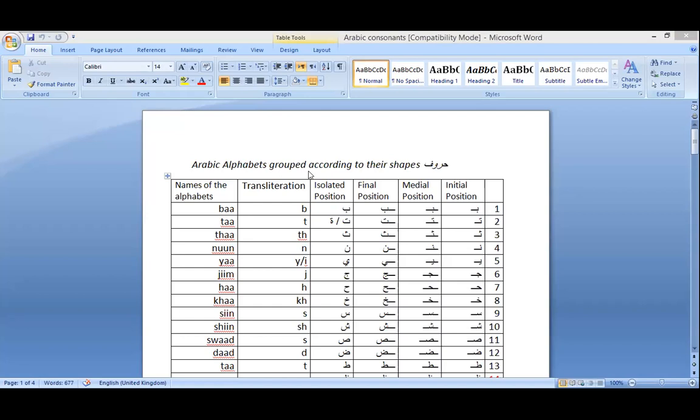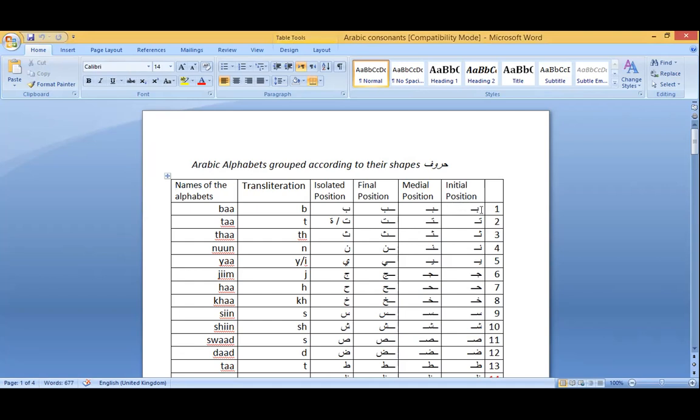Remember, we said you need to focus on two things as far as the consonants and letters are concerned: the pronunciations as well as the shapes. The pronunciation of each and every letter is different from the rest. The 28 letters in Arabic, or the 28 consonants, each have a different pronunciation. There are no two letters that are pronounced similarly in Arabic. So we need to focus on the pronunciation and the shapes.